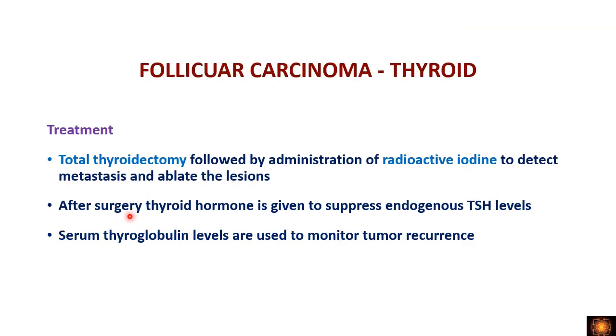Now the treatment is total thyroidectomy, which is followed by administration of radioactive iodine. This is to detect any metastasis and also to ablate the lesions. Then after the total thyroidectomy is done, thyroid hormone is given in order to suppress the endogenous TSH levels, and we have to monitor the patient by estimating the serum thyroglobulin levels. This is used to monitor the tumor recurrence. If there is a recurrence again, then these levels will rise. So this serum thyroglobulin level is used to monitor the tumor recurrence.